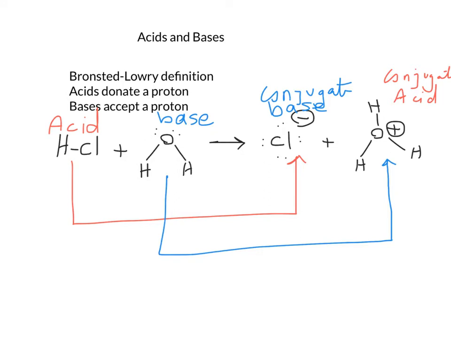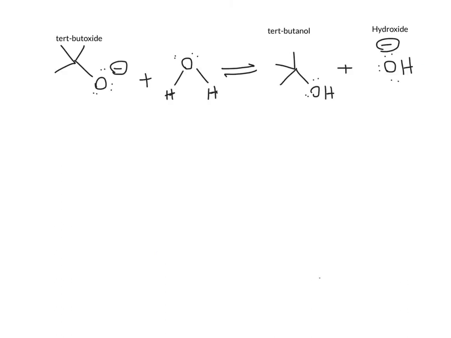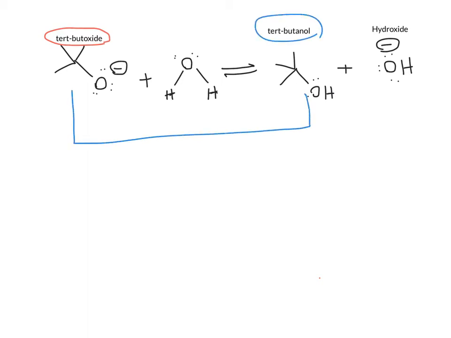Okay, let's check another reaction. In this reaction, tertiary butoxide gains a proton and becomes tertiary butanol. So tertiary butoxide is a base in this reaction, and tertiary butanol is the conjugate acid of tertiary butoxide.